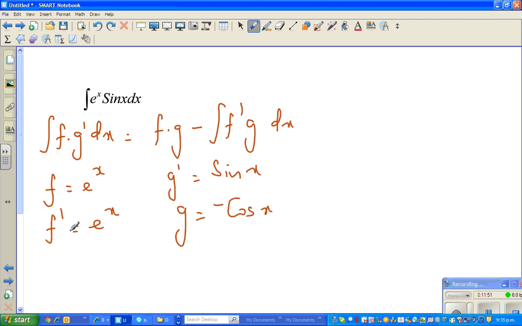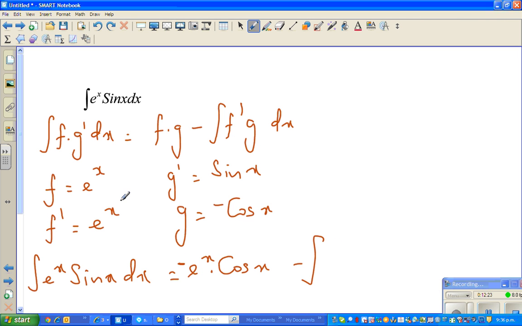So using this formula, can I say integration of e to the power x sine x dx? I want you to compare this with this. So this is my f and this is my g dash. Is equal to f dot g, which is e to the power x dot, what is g? Be very careful in substituting. You've got a minus, I'll put a minus out here, cos x minus integration of f dash, which is e to the power x times g, which is a negative cos x. I'll put a plus here, plus cos x dx, just like that.